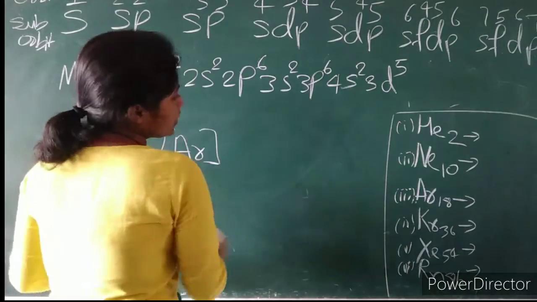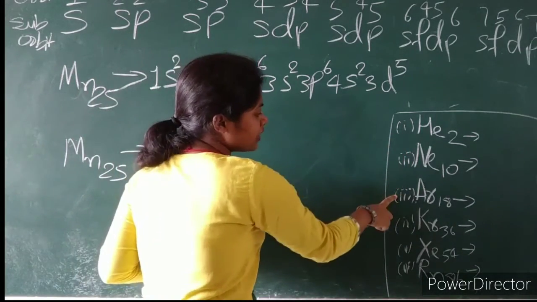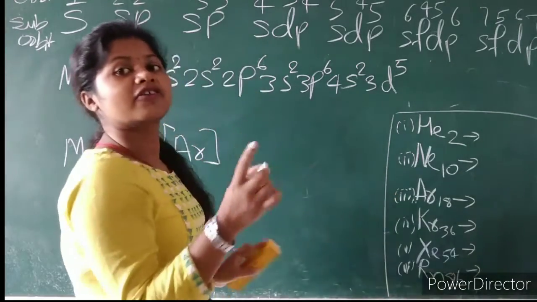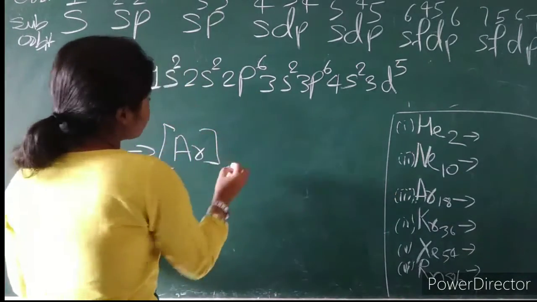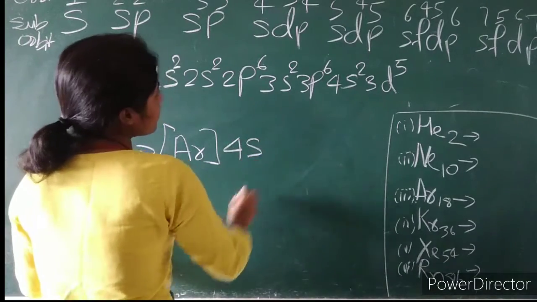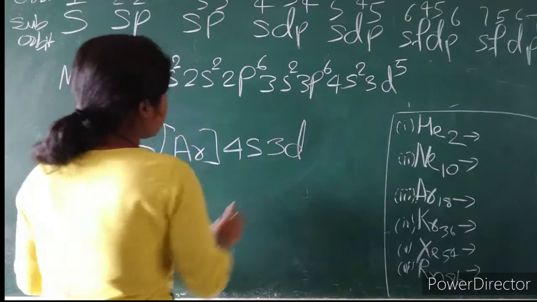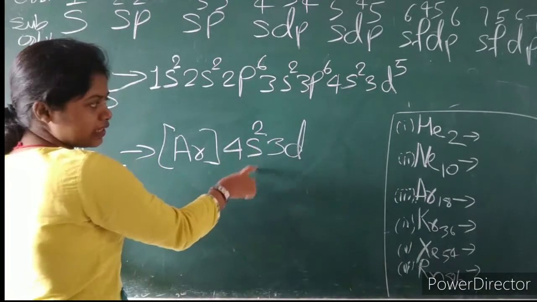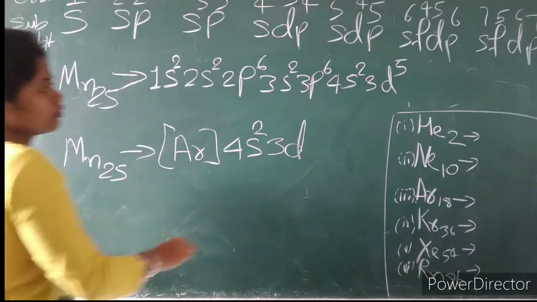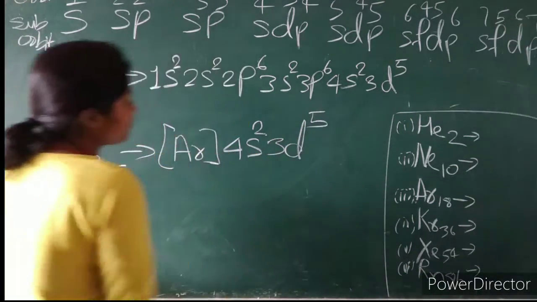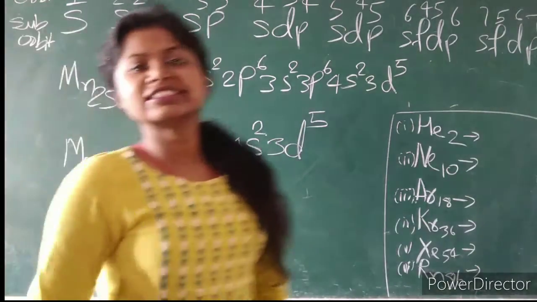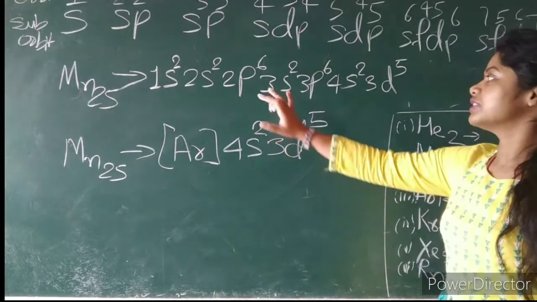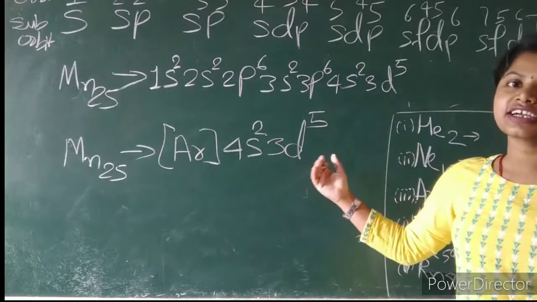Now at which number is argon coming? 1, 2, 3. So we would start with s, but since it is at number 3, we will start with 4s. We write here 4s, then 3d. Argon is 18, s can hold a maximum of 2 electrons: 18, 19, 20. Now we need 5 more electrons, so it will be 4s2 3d5. So this is so easy, right students? This is the expanded form and this is the condensed form.